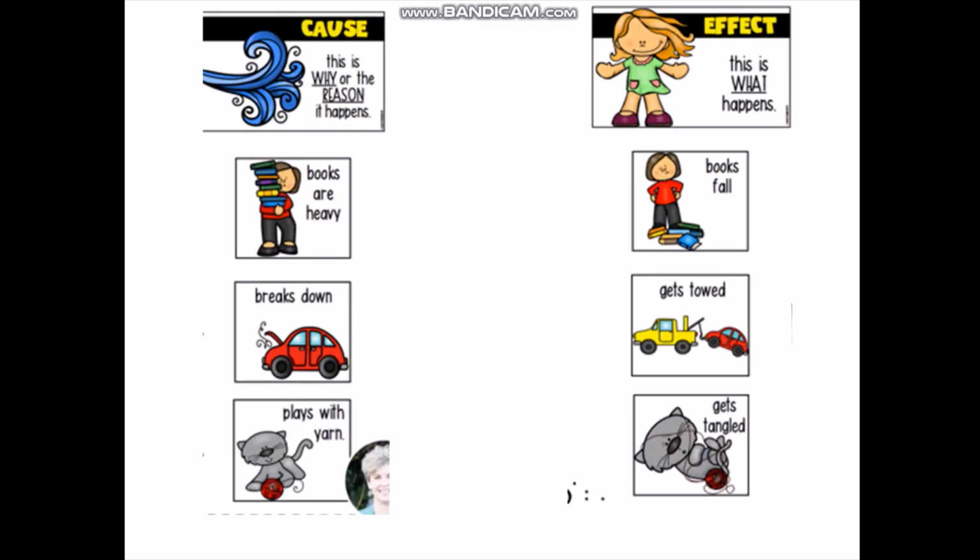So, I have here another one. Cause, this is why or the reason it happens. And the effect, this is what happens. So, for the cause, we have books are heavy. So, the effect would be books fall. Another one, the car breaks down. The effect, the car gets towed. Another cause, the cat plays with yarn. The effect would be the cat gets tangled. Okay?